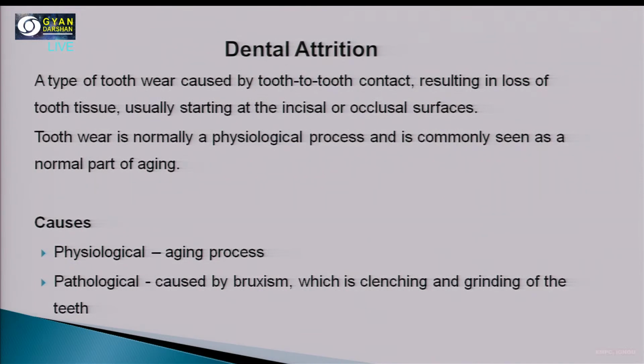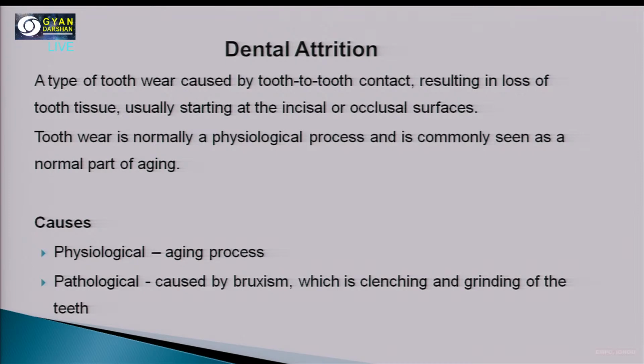What is dental attrition? It is a type of tooth wear which is caused by tooth-to-tooth contact, and that results in the loss of tooth tissue, normally the enamel, and it starts at either the incisal or the occlusal surfaces. And normally it is a physiological process and commonly seen as a part of aging. That is physiological, but in pathological cases, dental attrition could be caused by bruxism.